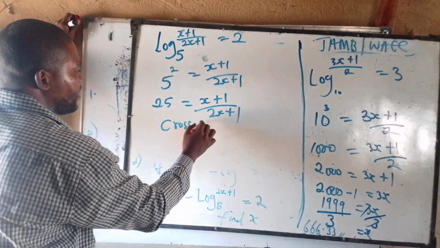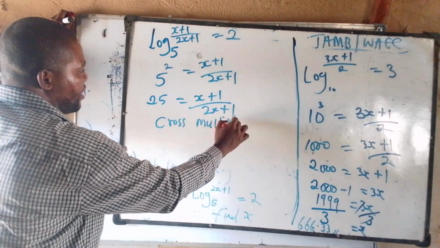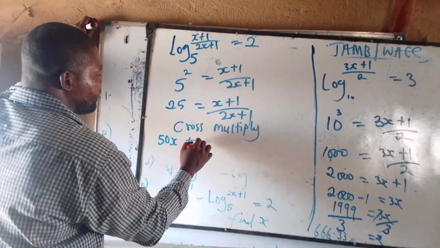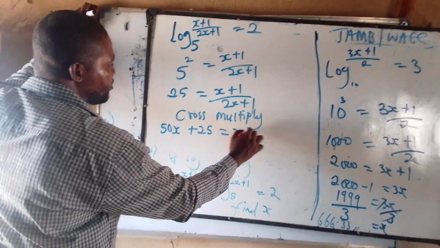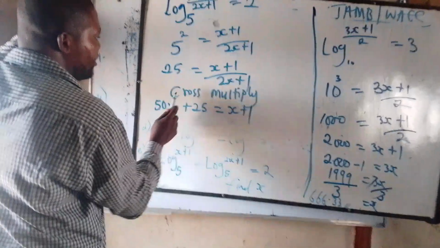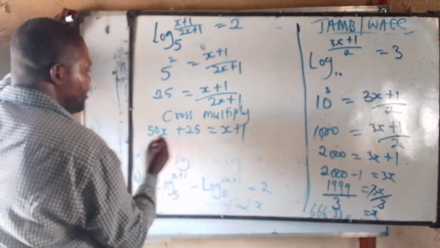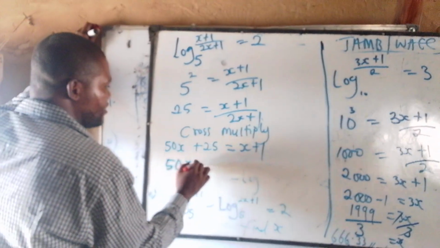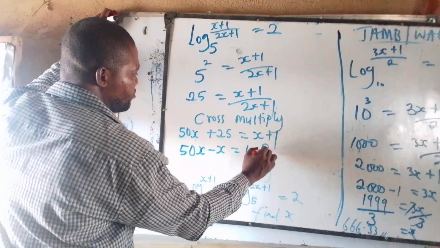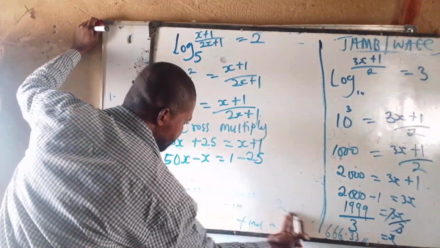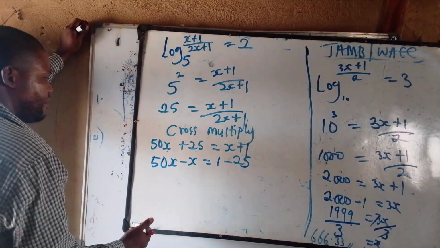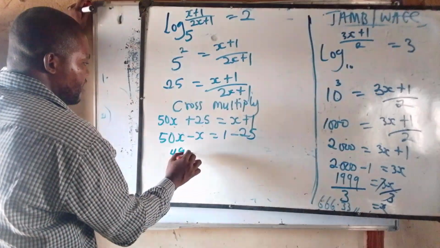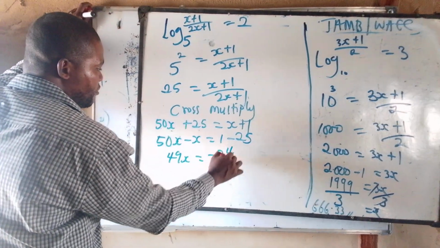You will then cross multiply. 25 times this gives 50x plus 25 equal to x plus 1. 25 times 2x is 50x, and 25 times 1 is 25. If I pick like terms, I get 50x minus x equal to 1 minus 25. Then I have 49x equal to minus 24.